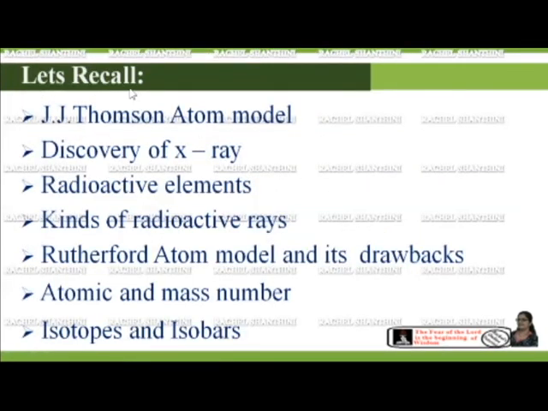Students, let's recall all the topics that we have discussed in this session. In this session, we have discussed J.J. Thomson atom model, discovery of X-ray, and we have discussed the radioactive elements and 3 kinds of radioactive rays. We have discussed Rutherford atom model and its drawbacks. We have discussed atomic and mass number and its calculation, and we have discussed the definition of isotopes and isobars.